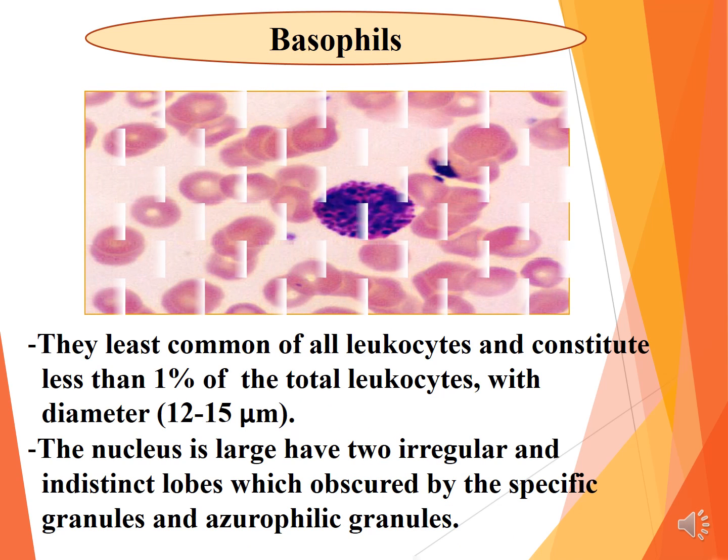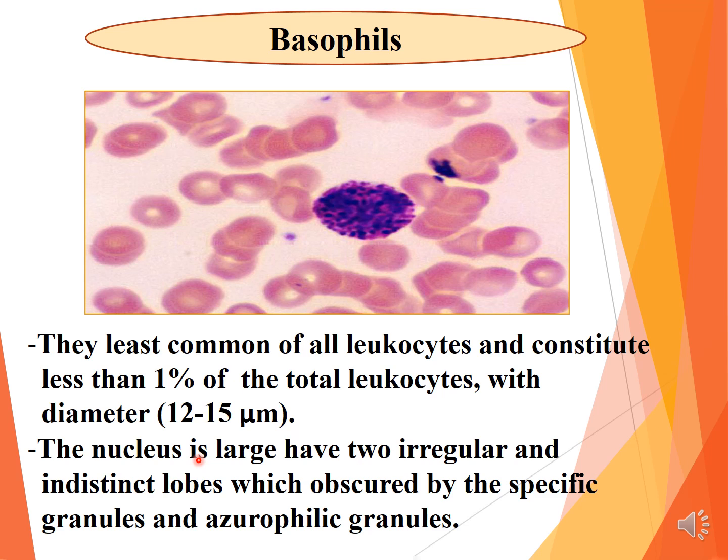النوع الثالث من الخلايا Basophils, where they are the least common of all leukocytes, constituting less than 1% of the total leukocytes, with diameter 12 to 15 micrometer. اللي تعتبر هذه الخلايا هي أقل خلايا الليكوسايت من ناحية العدد. The nucleus is large, which has two irregular indistinct lobes. تحتوي على فصين غير متمايزة نوعا ما, obscured by specific granules and eosinophilic granules. واللي تكون هذه النيوكليوس مغطاة بالجرانيولز اللي تملي السيتوبلازم وتغطي النيوكليوس أيضا.